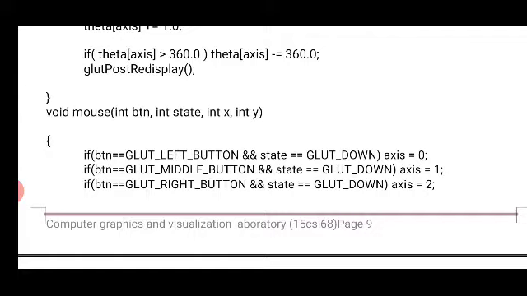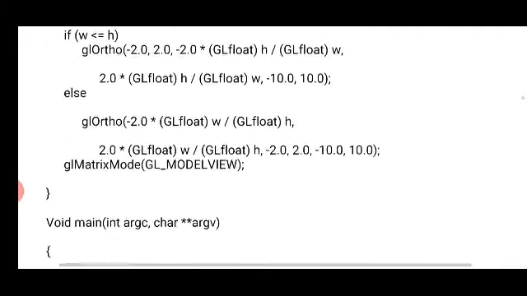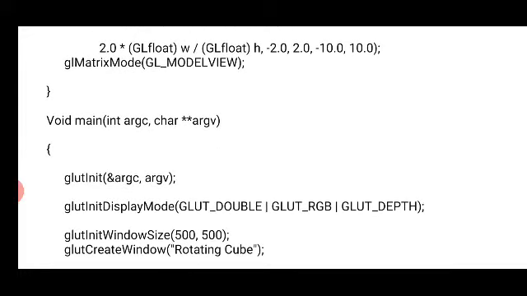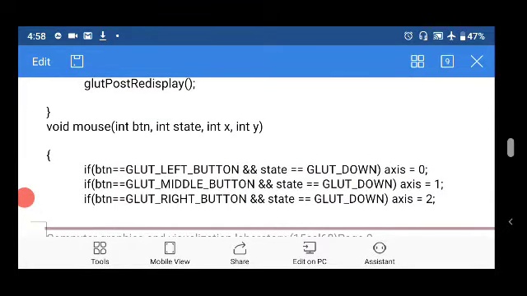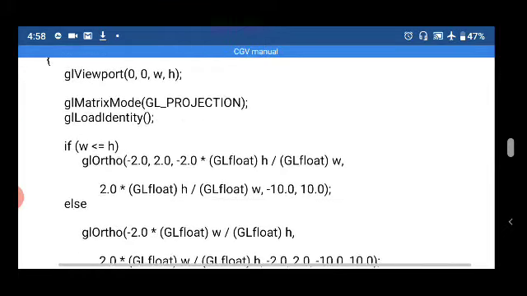Now for rotating a particular cube, to rotate the cube in the x axis, you are going to use the left button of your mouse. To rotate the cube in the y axis we are going to use the middle button, and to rotate it in the z axis we are going to use the right button of your mouse. These are the buttons we are going to use for rotating that particular cube in a particular direction.